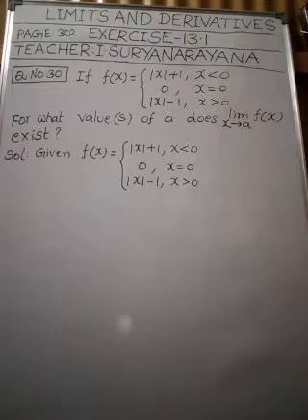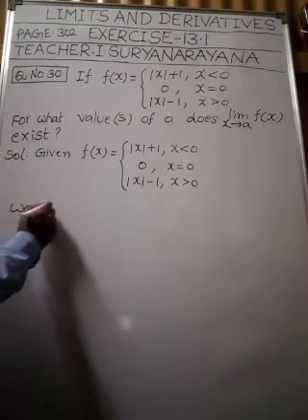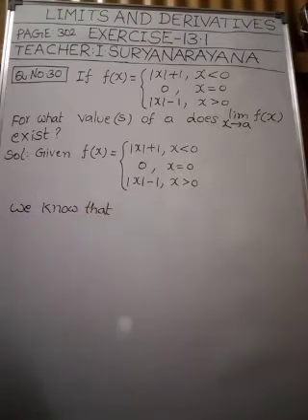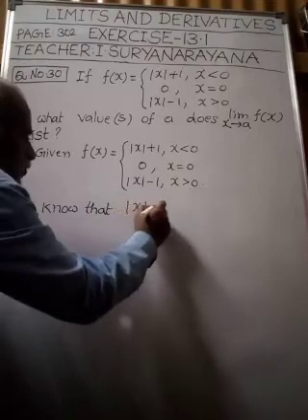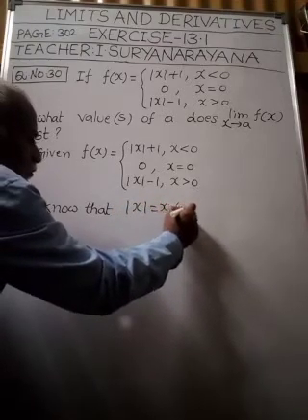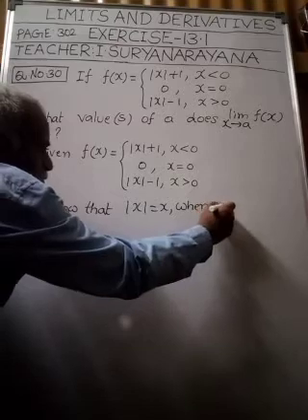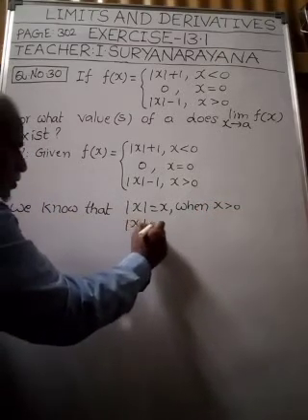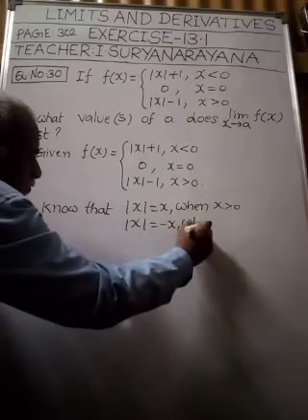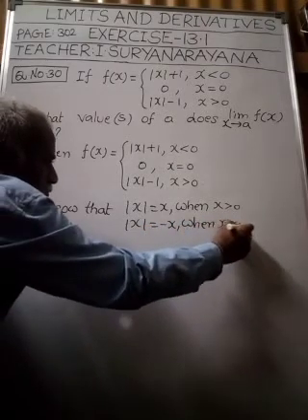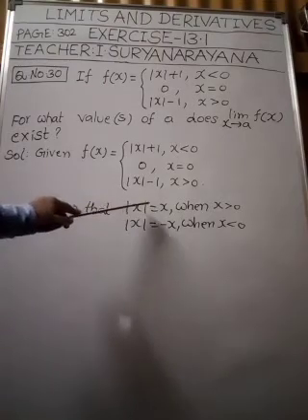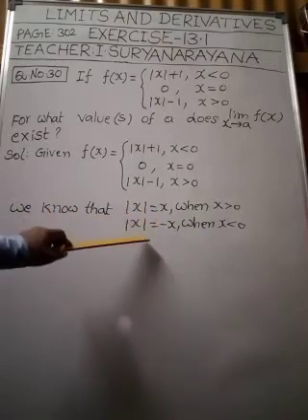We know mod x is equal to x when x is greater than 0, mod x is equal to minus x when x is less than 0. This is the definition of absolute value function or modulus function.